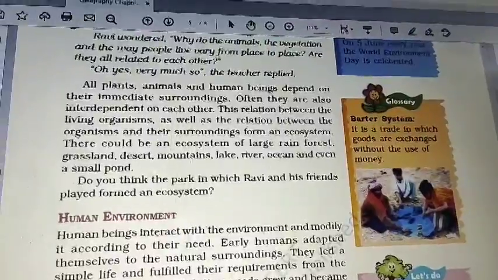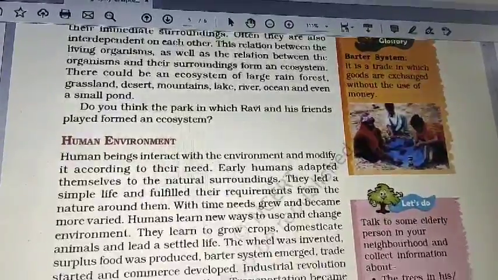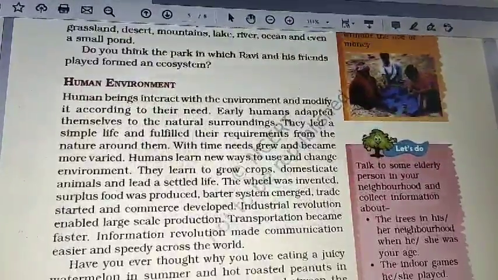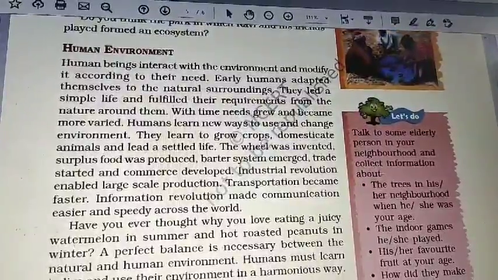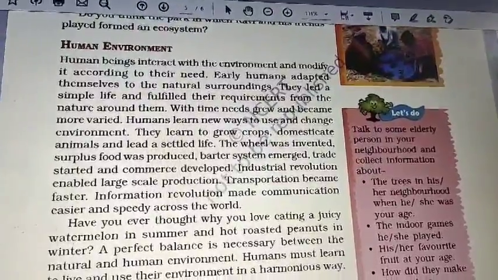So wherever all these creatures are living, and if they are depending upon each other, it forms the ecosystem.